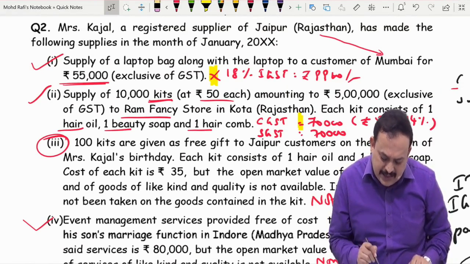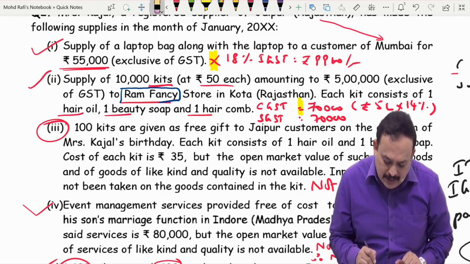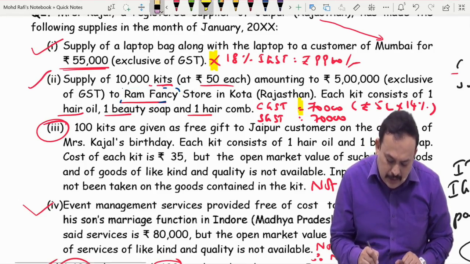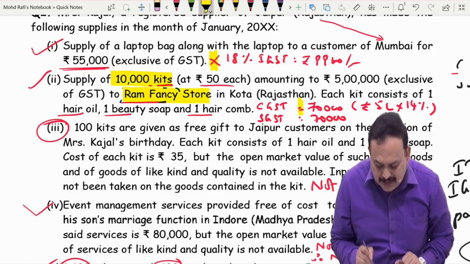Sorry to say, kids, Ram Fancy, my dear. Ram Fancy, what they sold? Not the laptop, it is a kits. So, here, 10,000 kits sold to Ram Fancy Store.